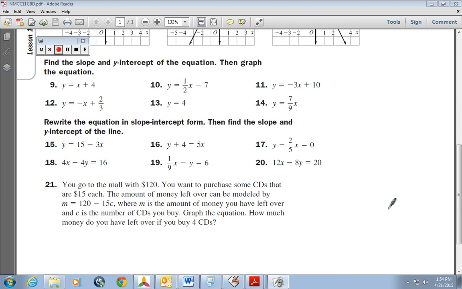Okay, let's look at number 14. Is number 14 in slope-intercept form? Yes. Okay, what's the y-intercept? 0. Okay, so for this one, I would start at (0, 0), and then what's my slope? 7 over 9. So I would rise 7: 1, 2, 3, 4, 5, 6, 7, and then I would run 9: 1, 2, 3, 4, 5, 6, 7, 8, 9. That's a big slope right there. And it is positive, yes.